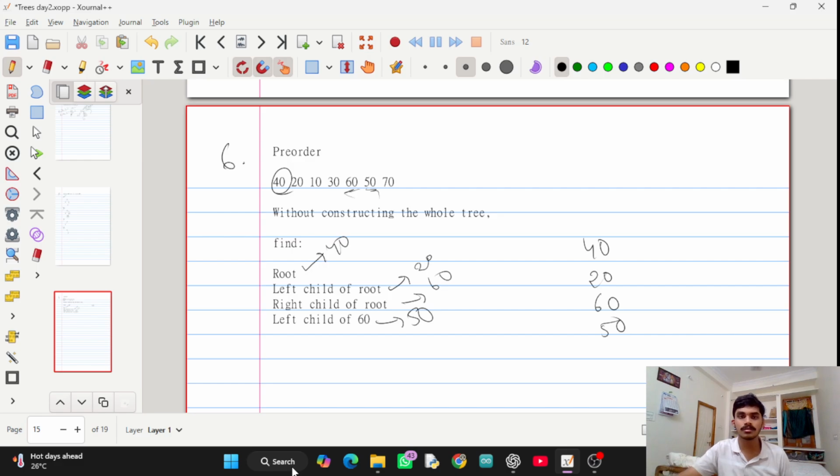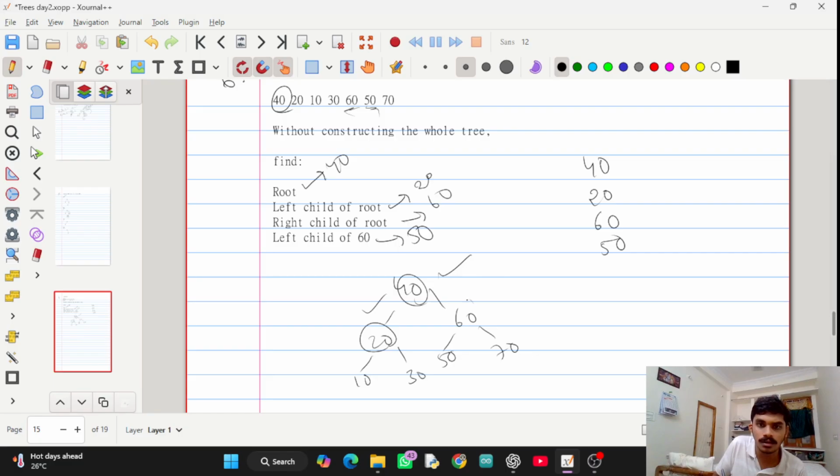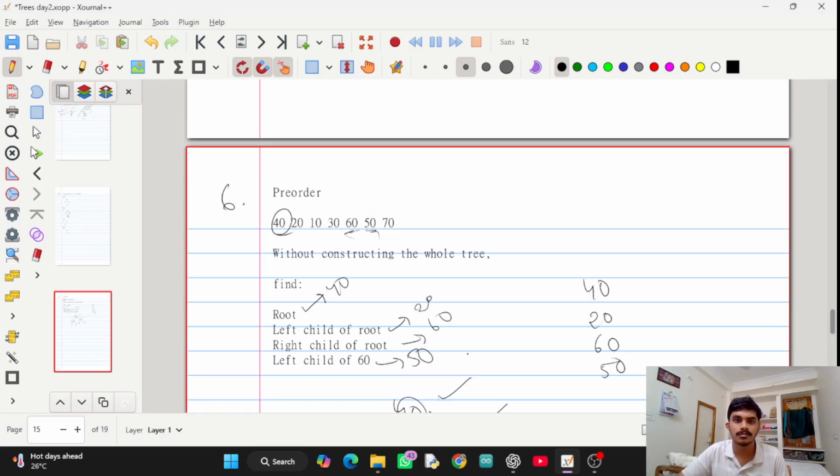Now let's verify this by constructing a tree for your understanding. 40, 20, 10, 30, 60, 50 and 70. The root is 40, done. Left child of root is 20, done. Right child of root is 60, done. And left child of 60 is 50, done. That's it. Just remember this.